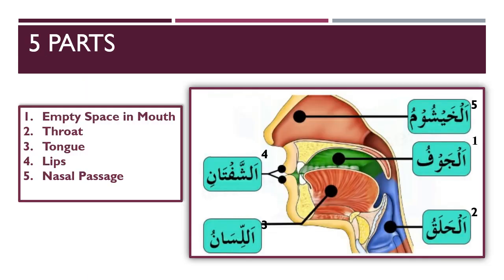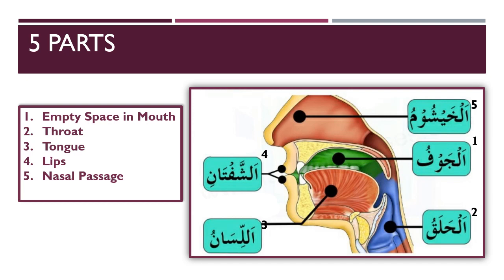Number 1, jauf, which means empty space of the mouth. Number 2, halaq, which means throat. Number 3, lisan, which means tongue. Number 4, shafatain, lips. Number 5, khayshum, nasal passage. All Arabic alphabets are pronounced from these 5 main makharij.